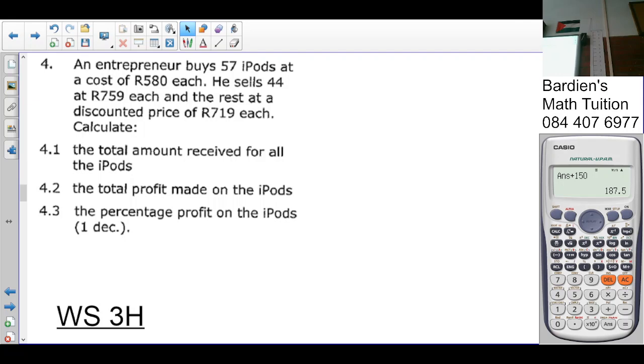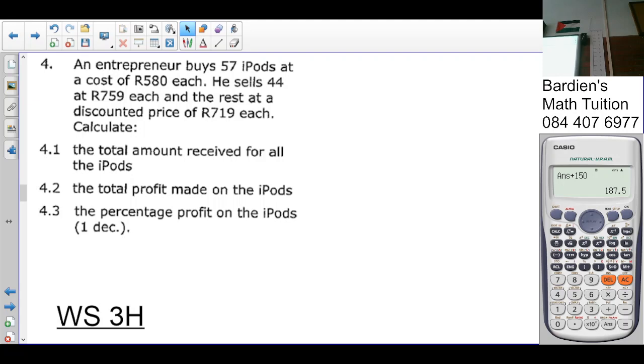Okay, nice. So an entrepreneur buys 57 iPods at the cost of 580 Rand each. He sells 44 at 759 Rand each, and the rest at the discounted price of 719 Rand each. Calculate the total amount received for all the iPods.